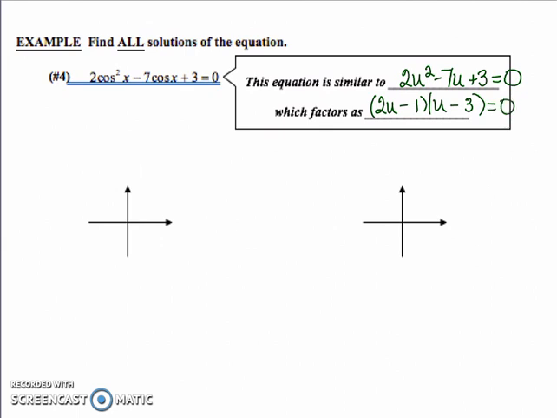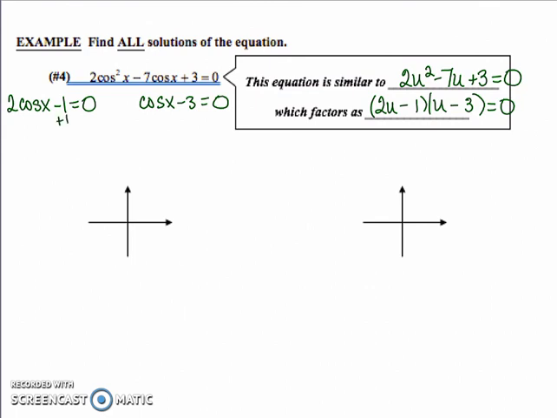So now that I've got it factored, I'm going to go ahead and replace cosine x with my u. So I've got two equations that I still have to solve. I've got 2 cos x minus 1 equals 0 when I set it equal to 0. And I've got cosine x minus 3 equals 0. So now I just have to do the math.